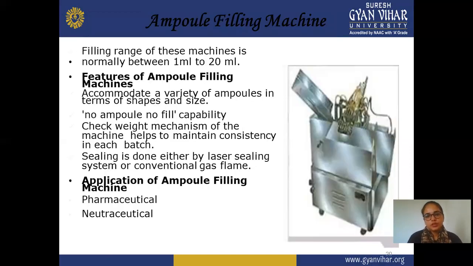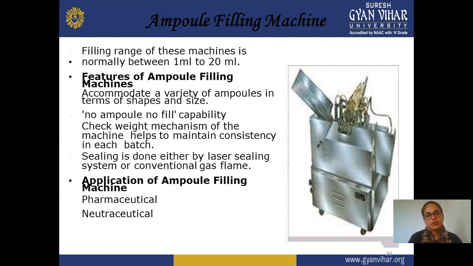Next is the ampoule filling machine. This is also used for filling of ampoules, and the filling range of this machine is normally between 1 to 20 ml. It means the capacity of this ampoule filling machine is 1 to 20 ml of formulation in the ampoules.